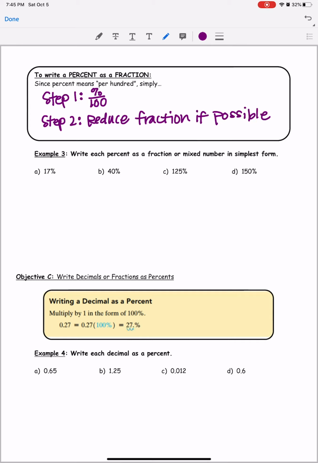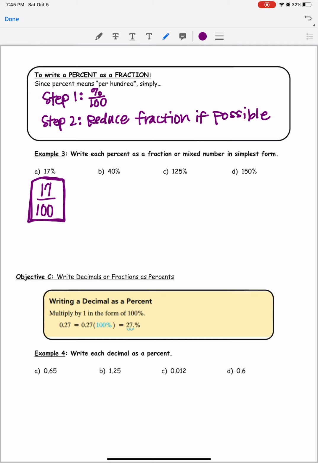Here on A we got 17 over 100. That's our step 1. And then look to see if you can reduce that. Can you divide anything into 17 and 100? Well, in this case, no, we can't. So that is my fraction there.